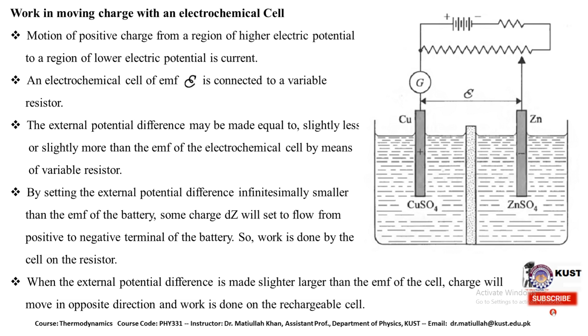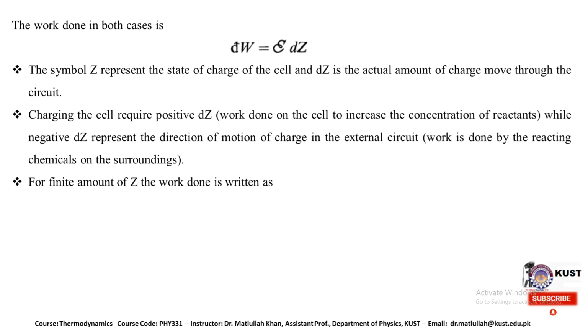So we have the work done, but anyhow the magnitude of work done in both cases is the same, and it depends upon the EMF of the battery. And dz is actually the magnitude of charge, that is the actual amount of charge that is moved through the circuit, and z represents the state of charge of the cells. E is again the electromotive force, epsilon.